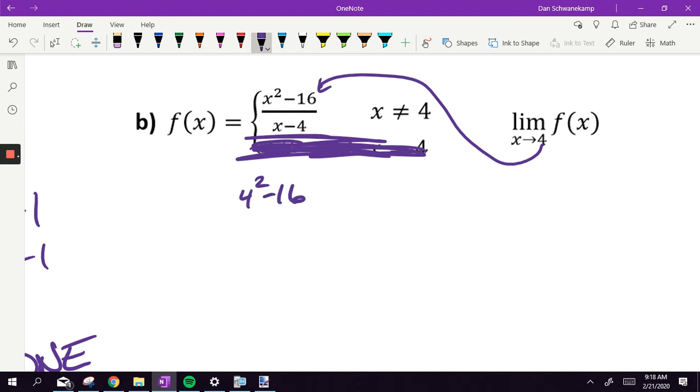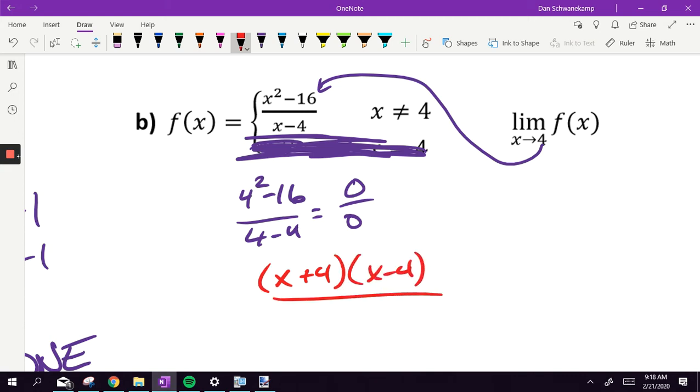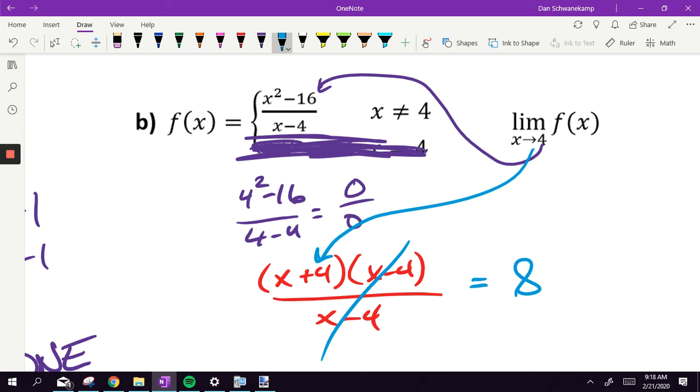So 4 squared minus 16 over 4 minus 4. Guess what happens? Indeterminate, 0 over 0. So Jessica, what am I going to do then? What'd you factor that top into? x plus 4, x minus 4 over x minus 4. Then what? Factor, cancel, plug back in. We get 4 plus 4, we get 8. Done. Makes sense on that one.